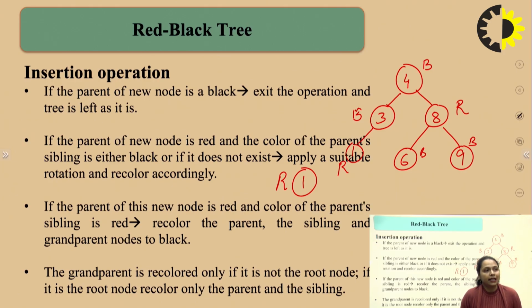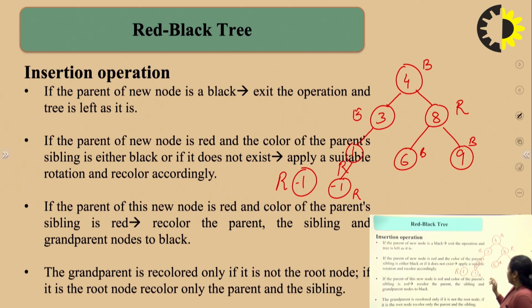Now, second case, if the parent of the new node is red. Now, if I want to insert -1, what will happen? First, I will create a new node, -1, which is red in color. Now, I will insert it in the tree. If I insert -1 in this particular tree, it will come to the left of 1.